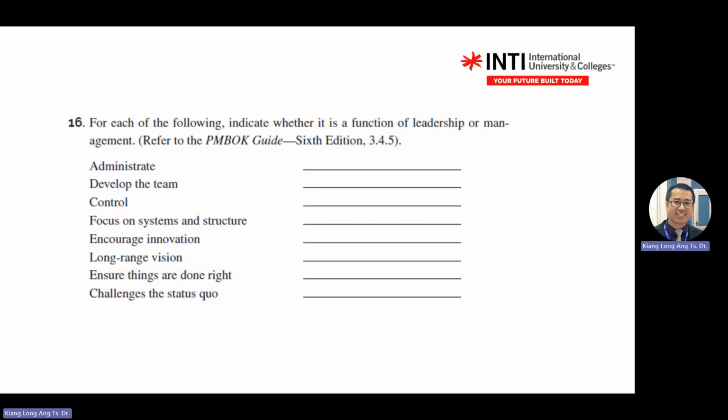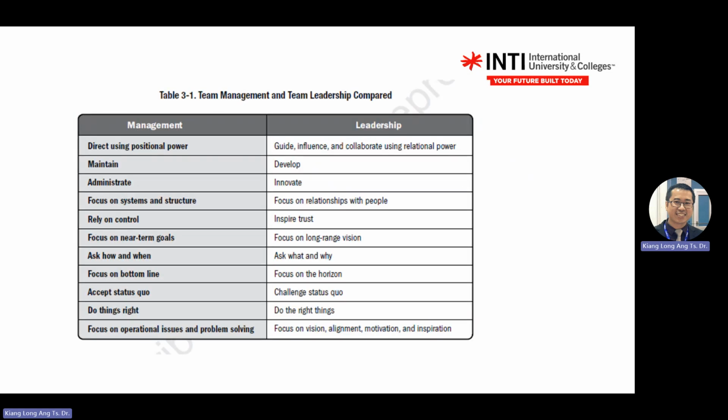16, for each of the following, indicate whether it's a function of leadership or management. Again, you need to refer to this PM book guide. Administrative, and so on. This is a table I actually extracted from that table. Management, what they do. Leadership, what they do. For example, management, they do things right. Means they focus on method.